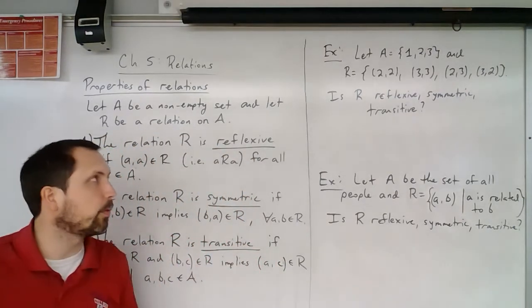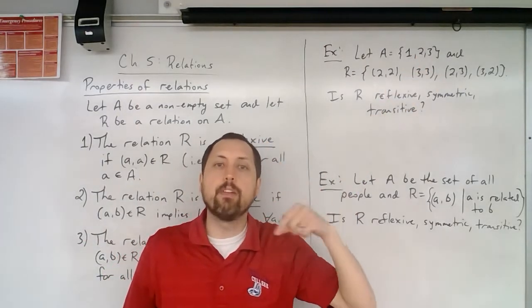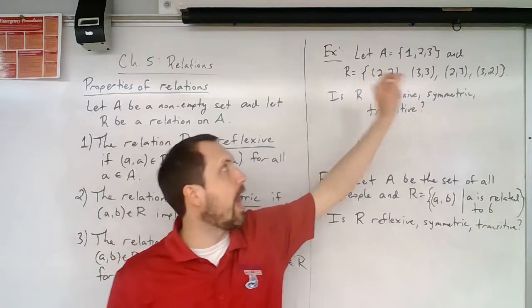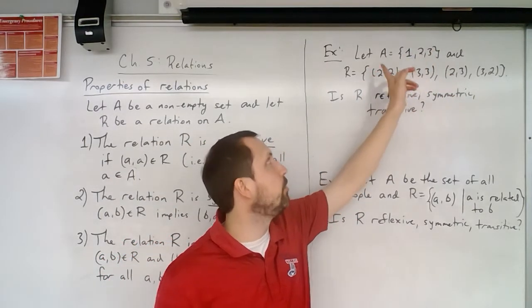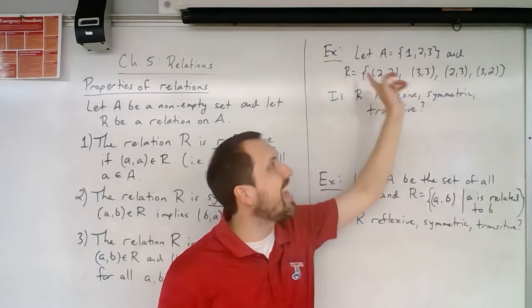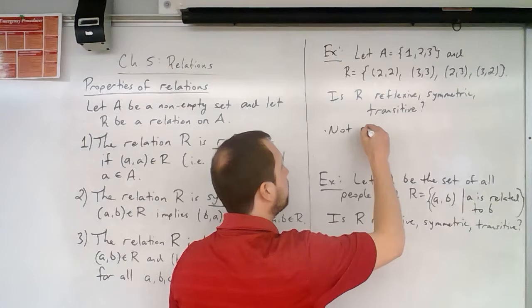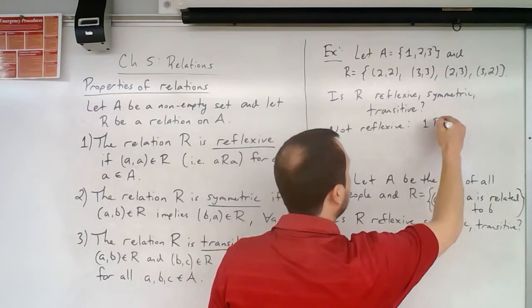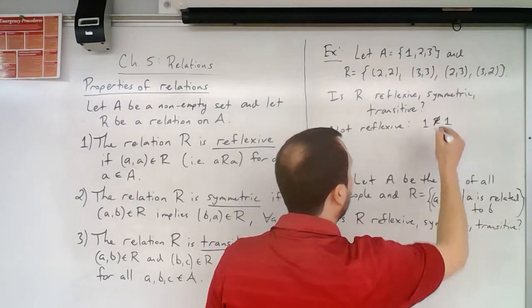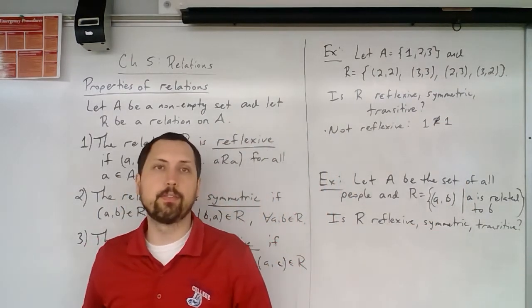So reflexive, so we're saying for all of these elements, is that number related to itself? So we could ask, is 3 related to 3? Yes, it is. Is 2 related to 2? Yes. Is 1 related to 1? It is not. So this here, this is not reflexive. We see that 1 is not related to 1. So we do not have every element related to itself.